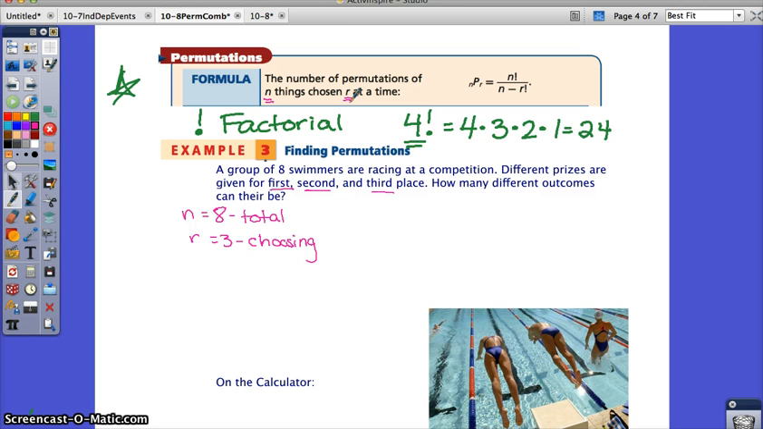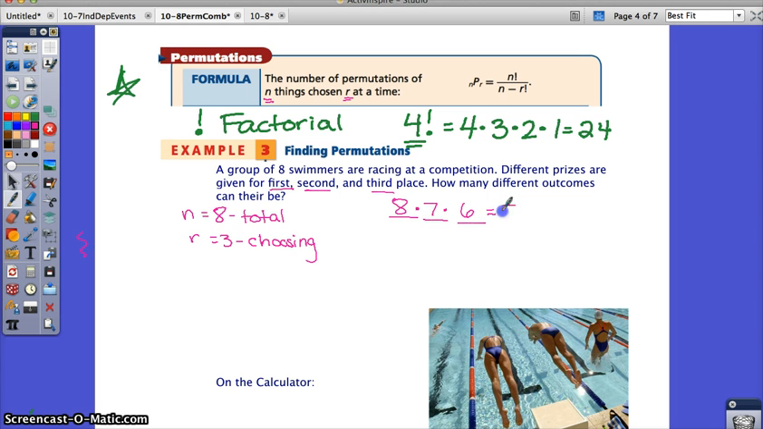Well, you could do this with the fundamental counting principle, right? Okay, you have first place, second place, and third place. You have 8 options for first place. After one person wins, 7 options for second place, and then you have 6 options for the third place. So it would be 8 times 7 times 6 because you have 8 options for the first, 7 options for the second, and 6 options for the third. So just do this multiplication.